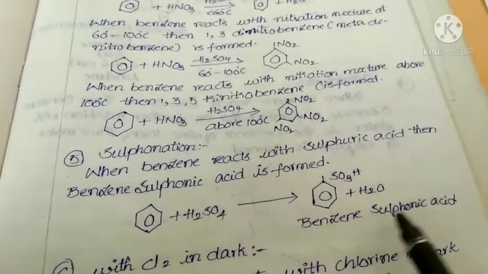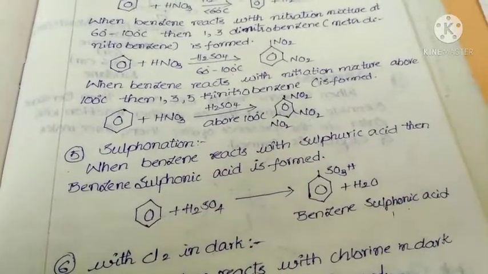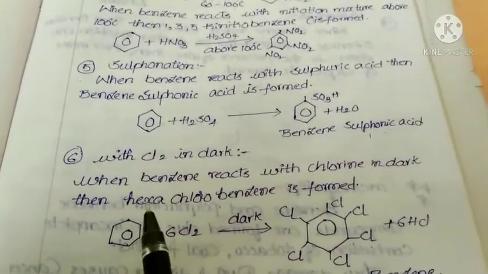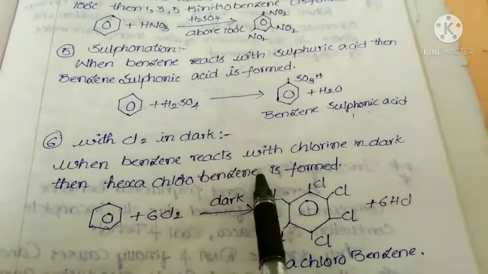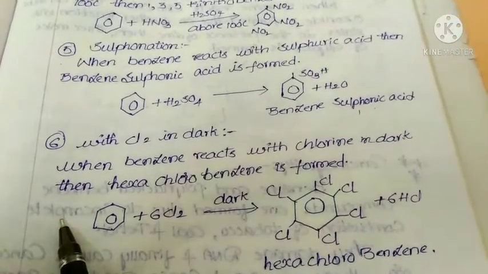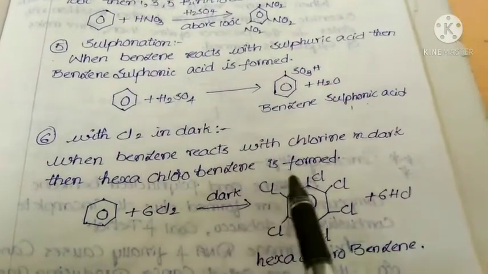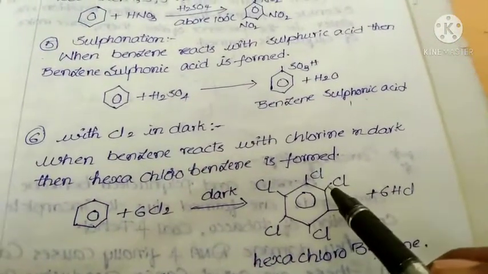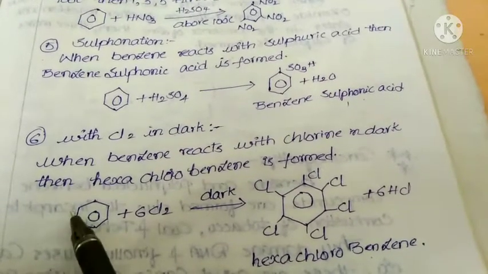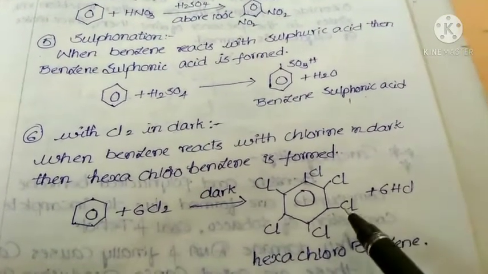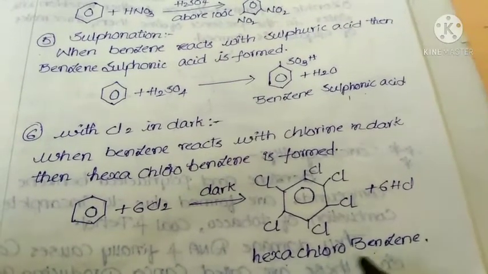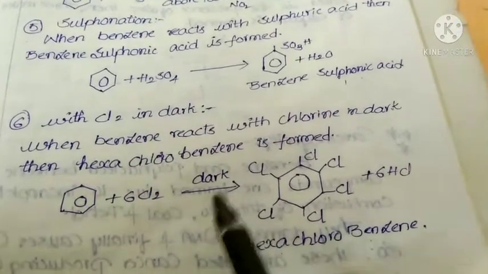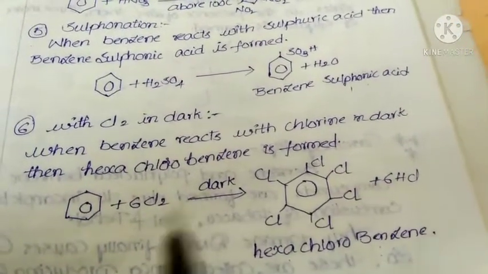Then we get benzene sulfonic acid. That is called sulfonation reaction of benzene. Next, when benzene reacts with chlorine in dark, then hexachlorobenzene is formed. That means 6 chlorines come and attack at each position of benzene. Then we get hexachlorobenzene. This reaction takes place in the absence of light, nothing but in the presence of dark.